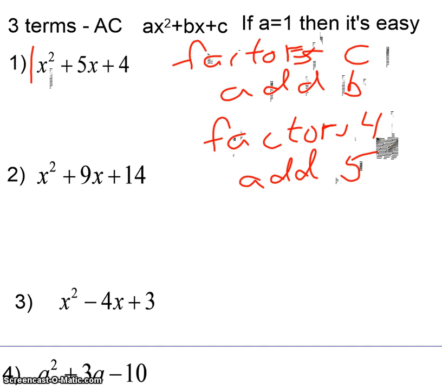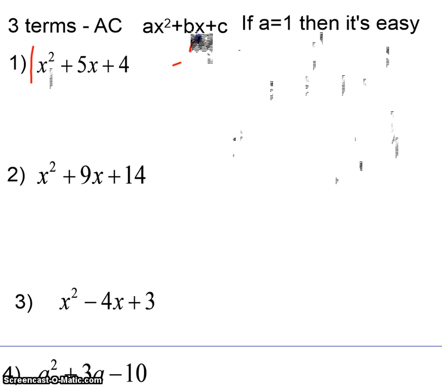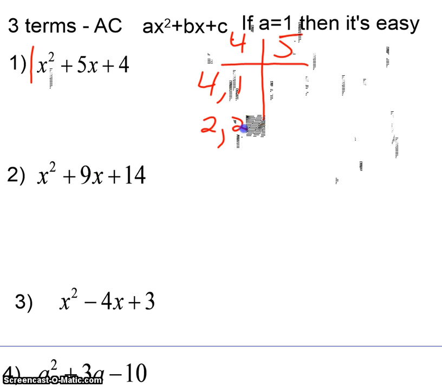Now, I have a little chart that I like to use for that, so I don't have to write those words over and over again. So maybe you can get used to my little chart here. I'm looking for factors of 4 whose sum is 5. All of the factor pairs of 4 would be 4 and 1 and 2 and 2. The ones that add to 5 are 4 and 1. I call those the magic numbers.